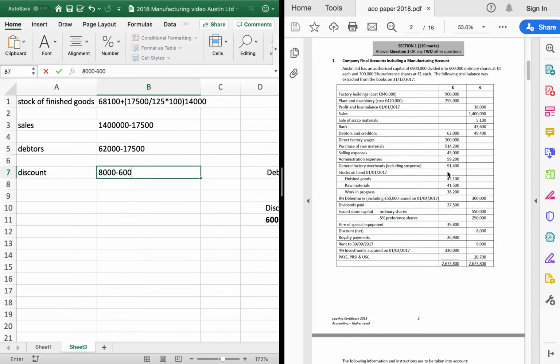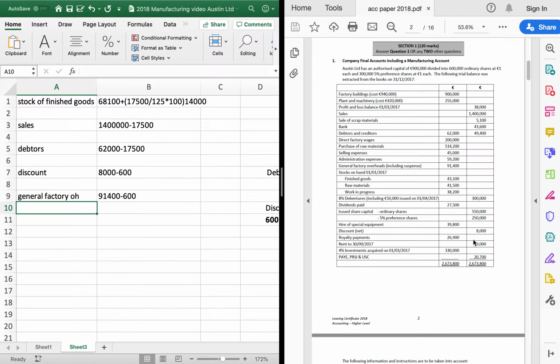So whatever incorporates suspense, 91.4 is on this side in the general factory overheads. So we have to take 600 away from that, because we've taken 600 away from this side. So now both sides are 2,673,200. Okay, so that's the first part of that.